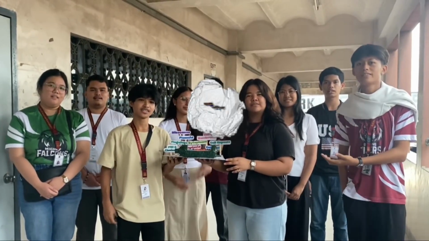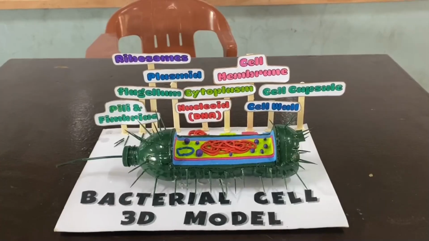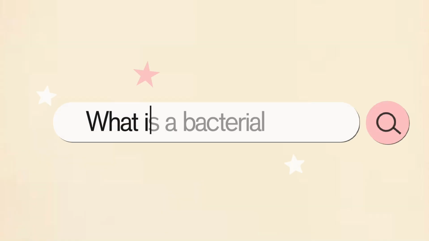Cell model. Bacteria are prokaryotic organisms, which means they are single-celled organisms that do not have a true nucleus or membrane-bound organelles. Despite their simple structure, bacterial cells perform all the essential life processes needed for survival.